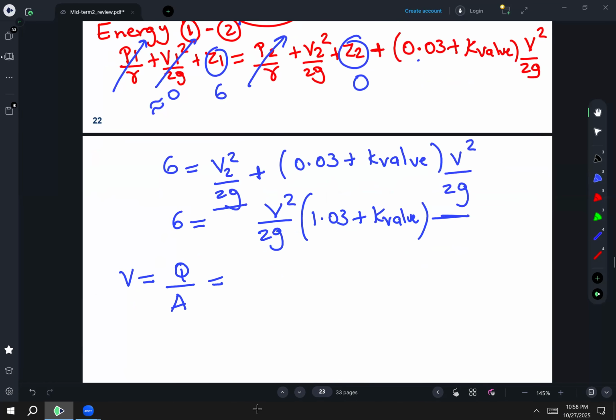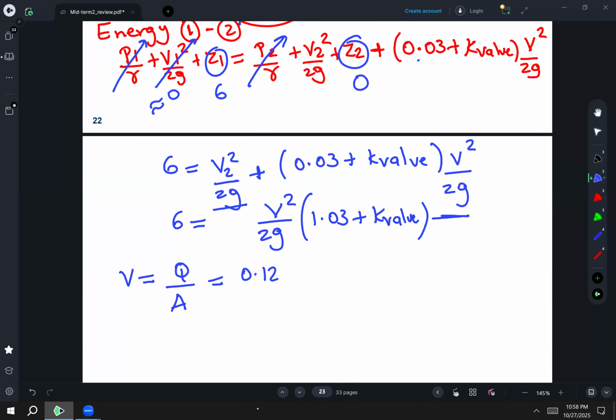So you have 0.12 cubic feet per second, and the pipe diameter is 2 inches. So the area will be pi diameter squared divided by 4. The diameter will be 2 divided by 12, squared, all of this divided by 4. And this gives us a velocity of 5.5 feet per second.